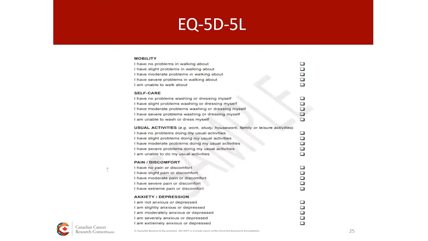So this is a snapshot of how the EQ5D5L questionnaire looks. We determine mobility, self-care, usual activities, pain discomfort, and anxiety discomfort. The scale ranges from no problems to extreme problems. Each of these domains has 5 levels.